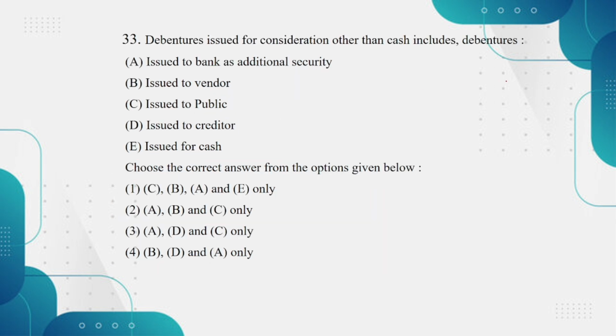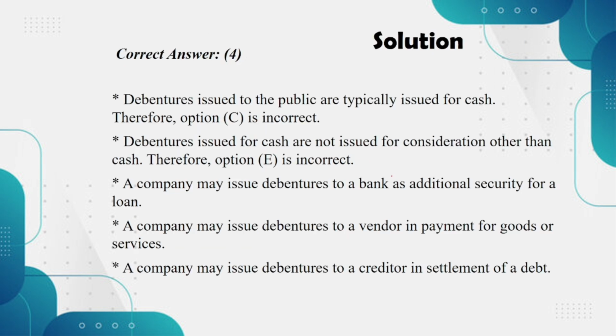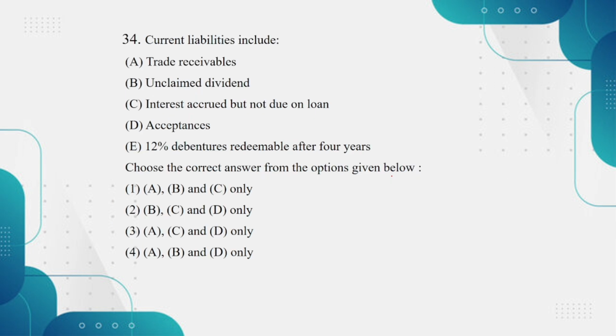Debenture issued for consideration other than cash include issued to bank as collateral security, issued to vendor, and issued to creditor. Issued to public and issued for cash are not the correct answer. So correct answer is 4.